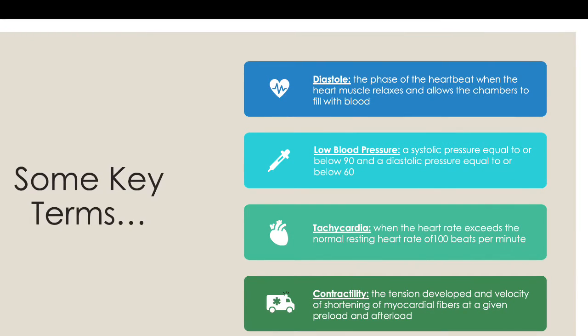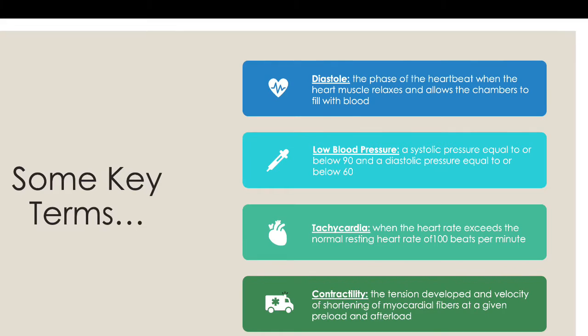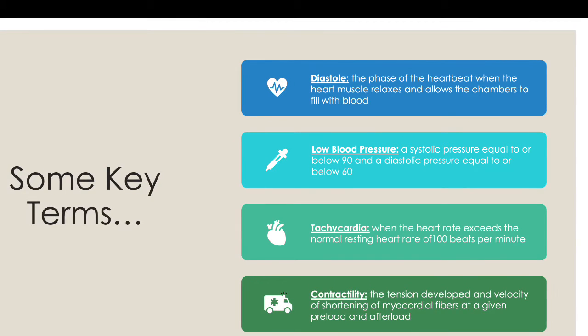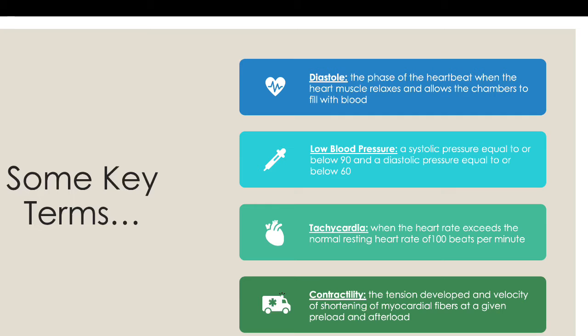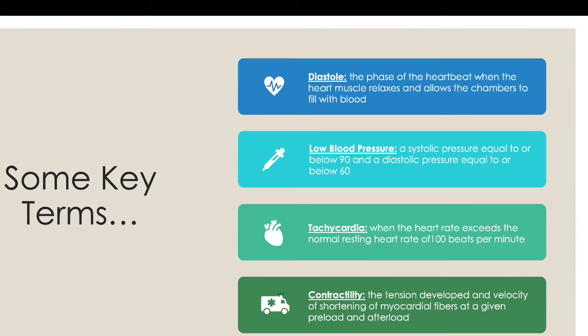This is our last slide for key terms. To start off, we'll be going over diastole, which is the phase of the heartbeat when the heart muscles relax and allows the chambers to fill with blood. The next term is low blood pressure, which is a systolic pressure equal to or below 90 and a diastolic pressure equal to or below 60.